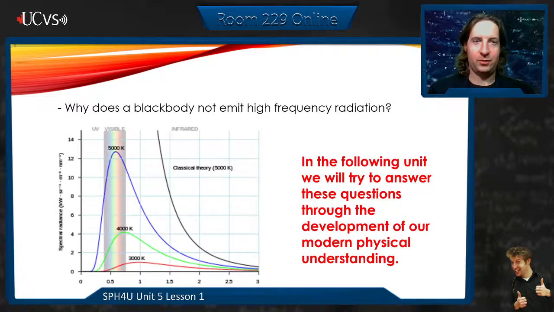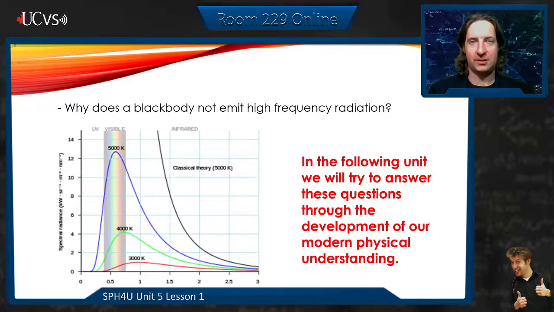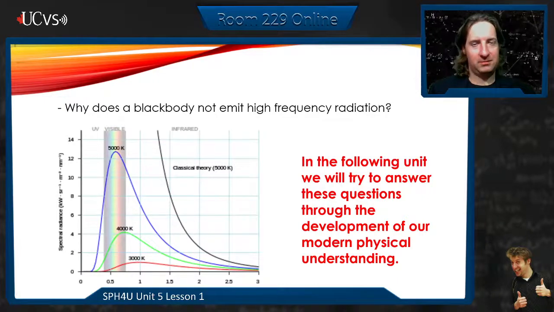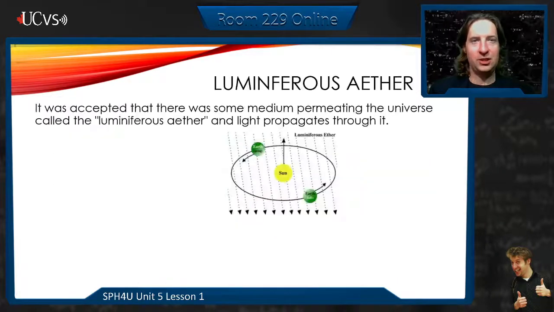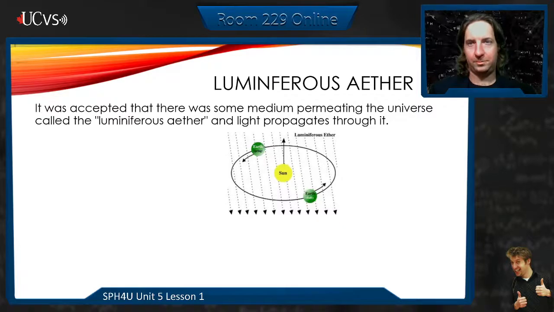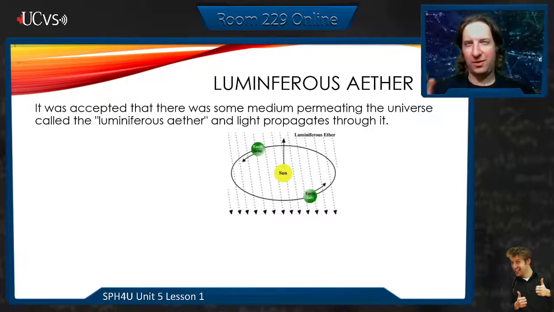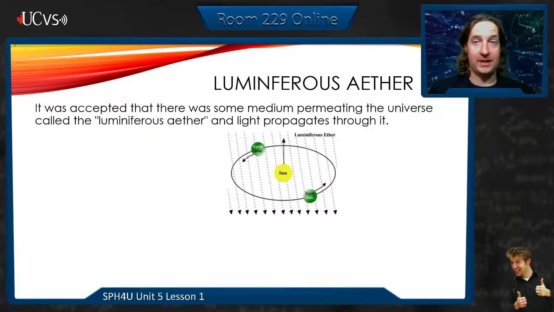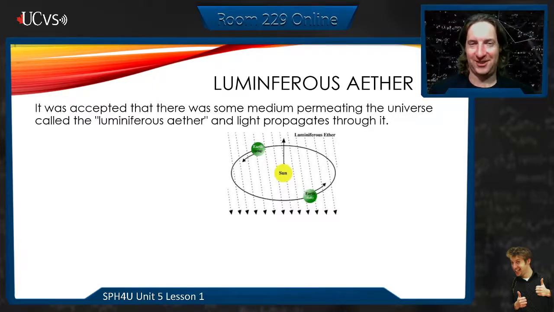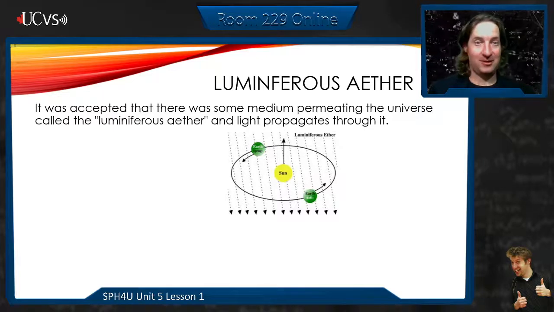We're going to try to go through the development of modern physics from 1906 or so, and try to figure out some of these questions. So let's start with this luminiferous ether problem. At that point, it was accepted that there was some medium that permeated the universe, some sort of thing that's everywhere in the universe. And this is the medium in which light travels through, the luminiferous ether. Light somehow goes through this stuff.